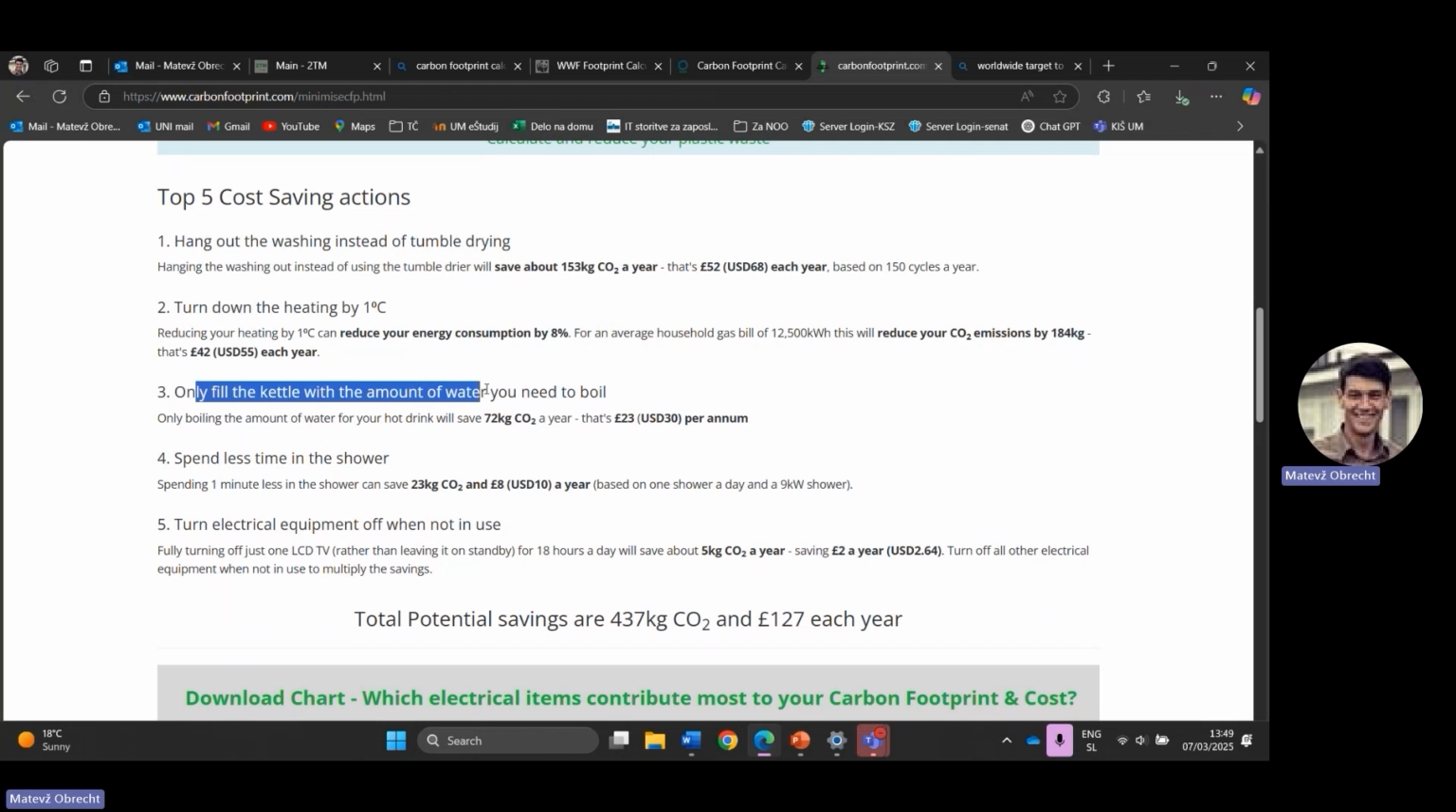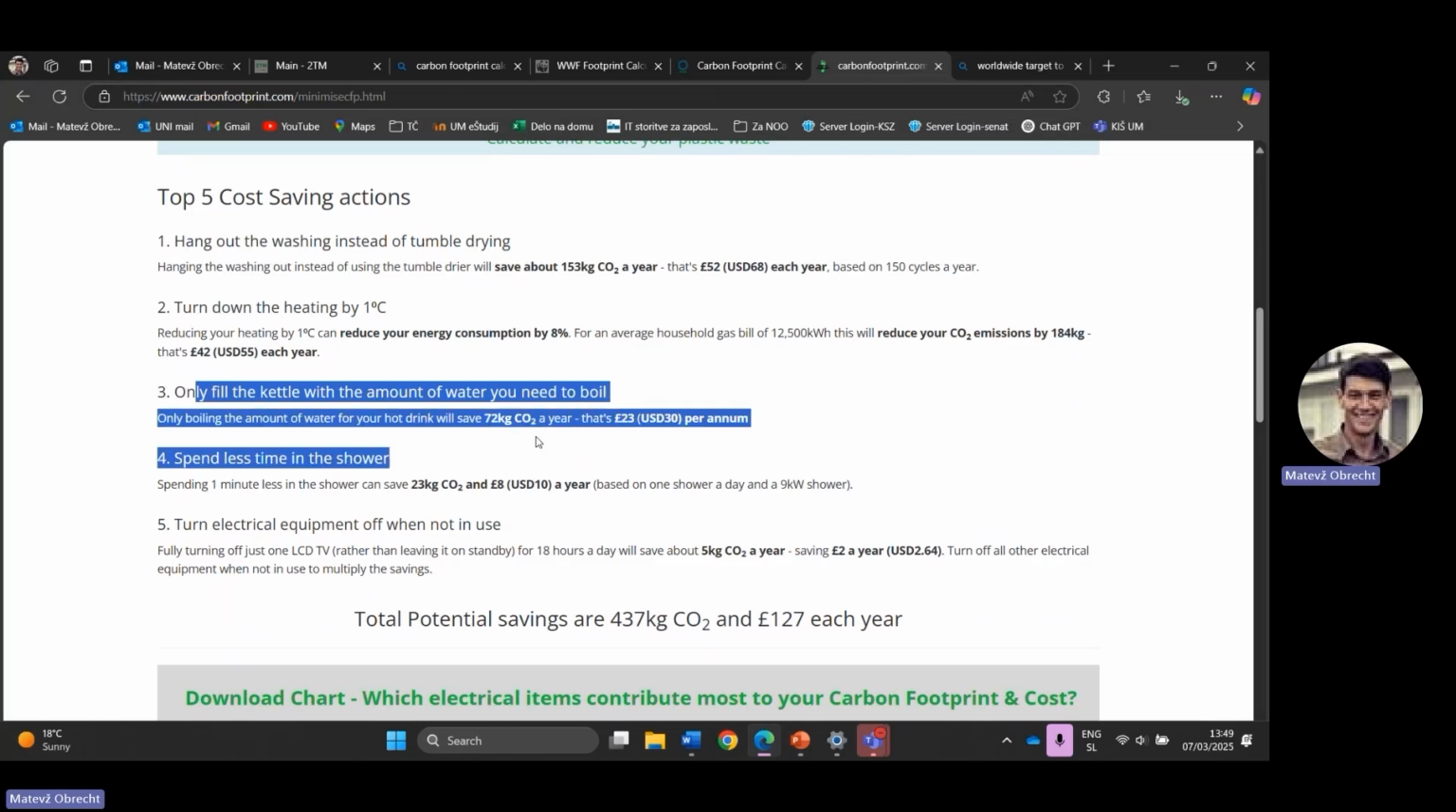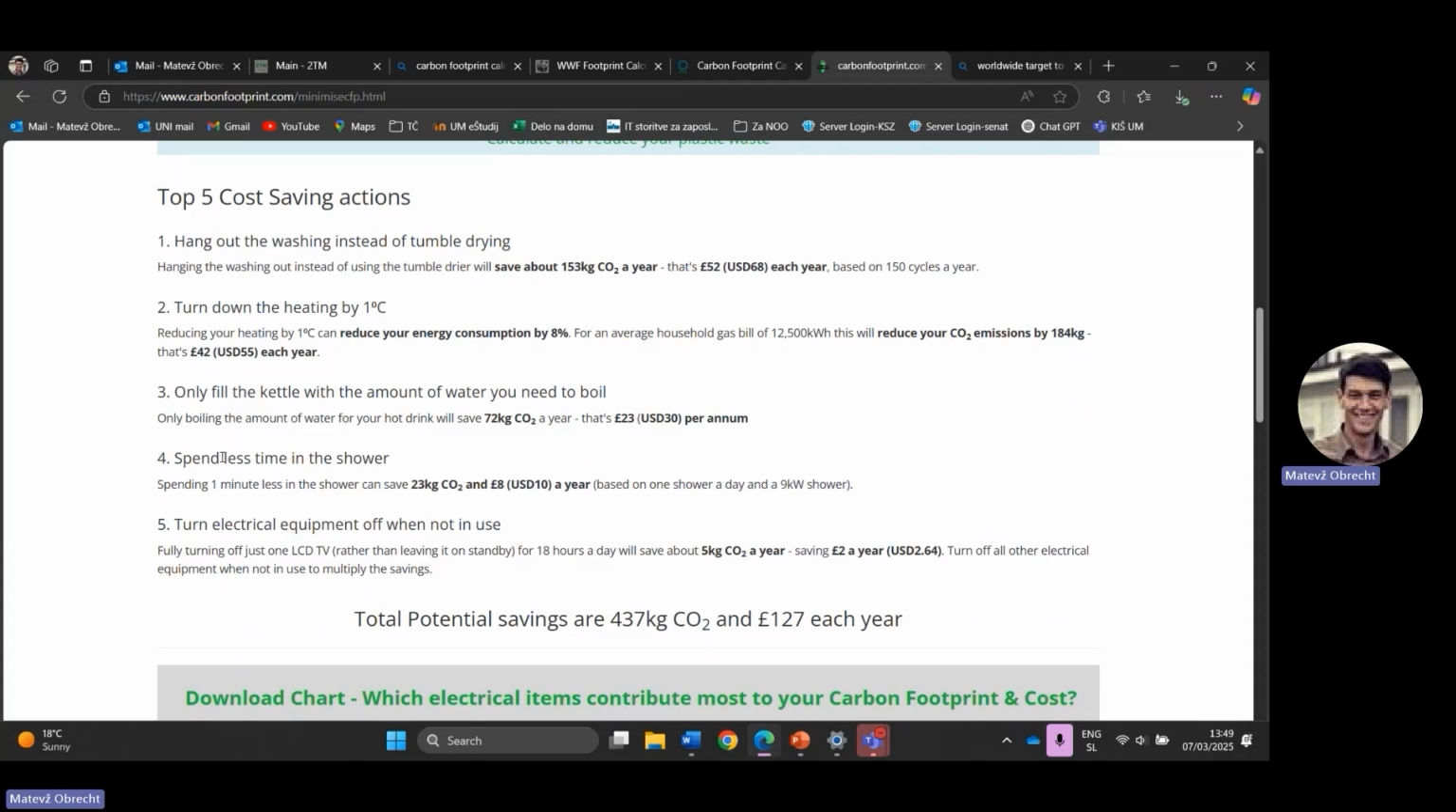Then you have only put in the kettle the amount of water that you need to boil. You can save an additional 72 kilograms of CO2. Spend less time in the shower, so an additional 23 kilograms of CO2. So we all like to be under the hot shower, but you can see that it's a big impact on the environment and also a big impact for our wallet if we combine and sum all of those costs together.